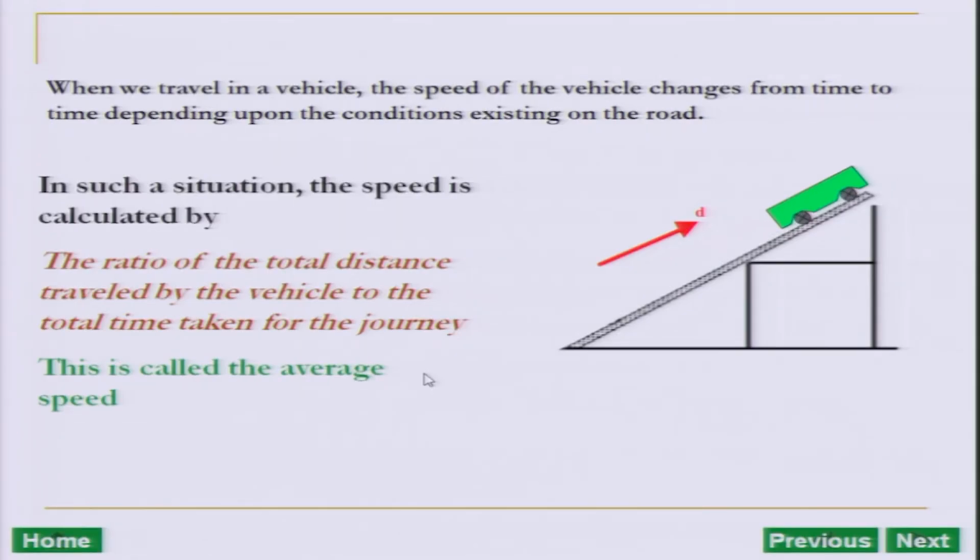When we travel in a vehicle, the speed of vehicle changes from time to time depending upon the conditions existing on the road. So in such a situation, the speed is calculated by the ratio of the total distance traveled by the vehicle to the total time taken for the journey, and this is called the average speed. Now you will notice that the main idea is presented in different font color, font type you can use differently. So there is one animation.